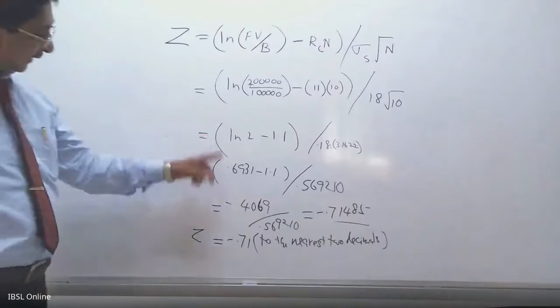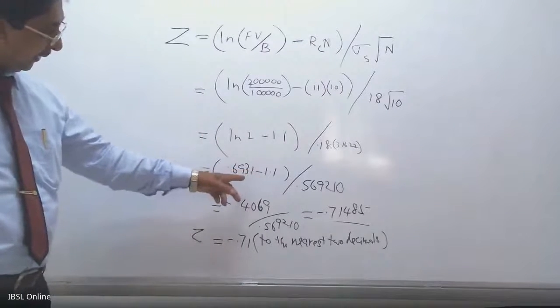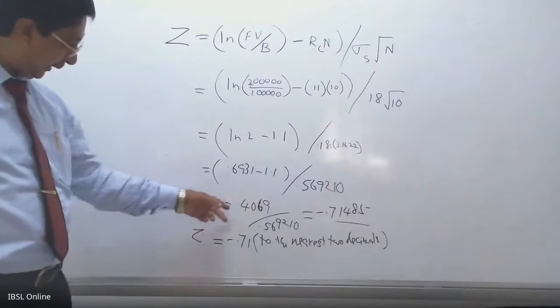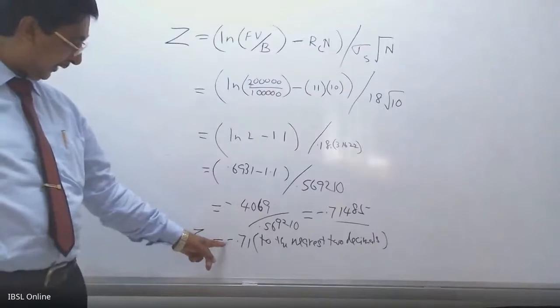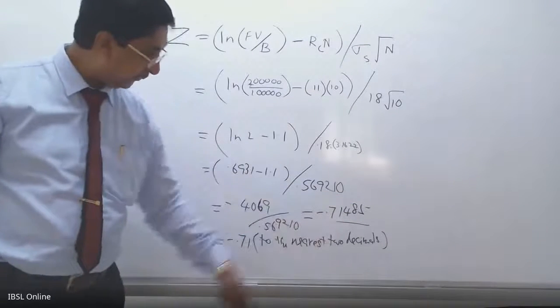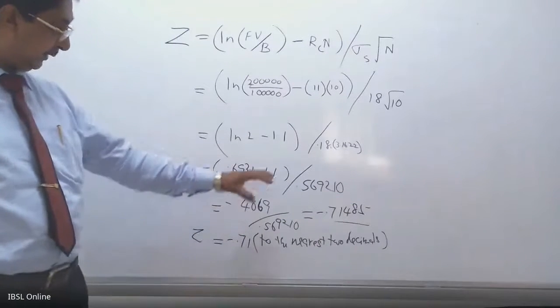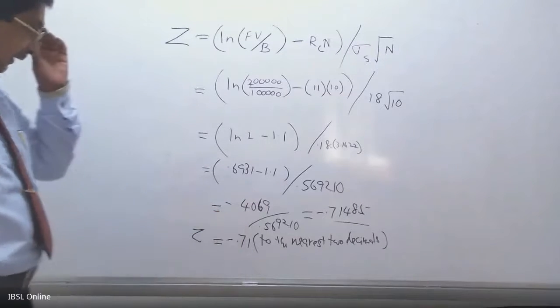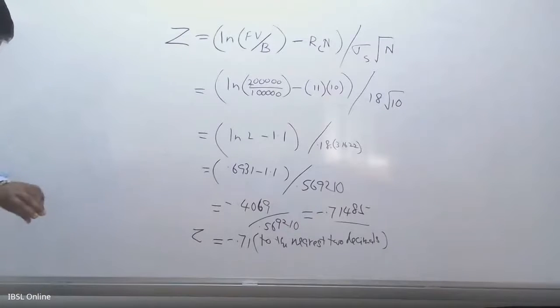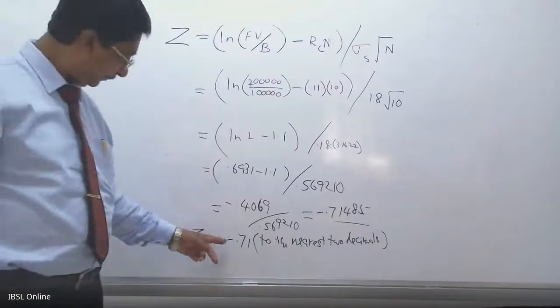Now, after getting it, you can apply the things here. And with all these divisions, you will ultimately get minus 0.71485. But in the tables, you have only 2 decimals, so we can take the nearest 2-decimal answer here: minus 0.71.